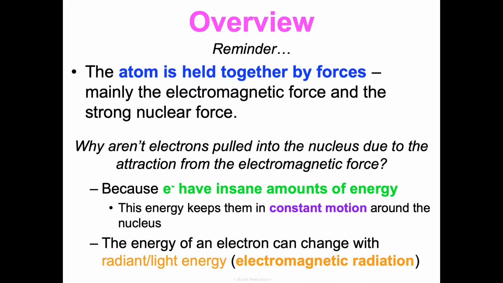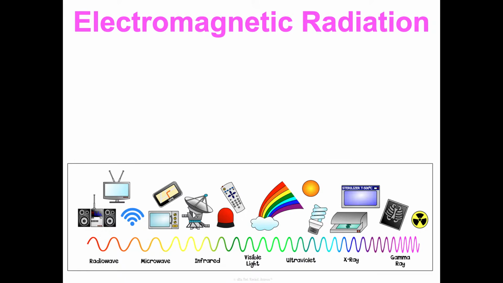And the energy of an electron can change with radiant energy or light energy, also known as electromagnetic radiation. Okay, so hopefully these orange words down here are words that you remember hearing when you took physical science. But if not, you need to commit them to memory now that these are all the same thing. Radiant energy, light energy, electromagnetic radiation, electromagnetic waves, light waves, we're all talking about the same thing here. And when an electron absorbs this kind of energy, its energy level can change, and that's how its movement can change. Okay, so this is important.